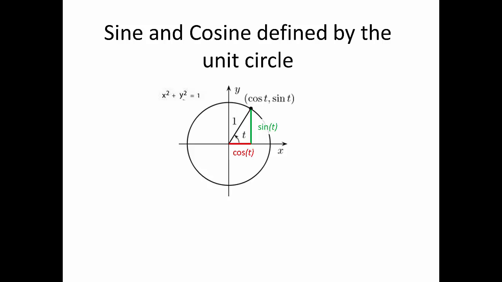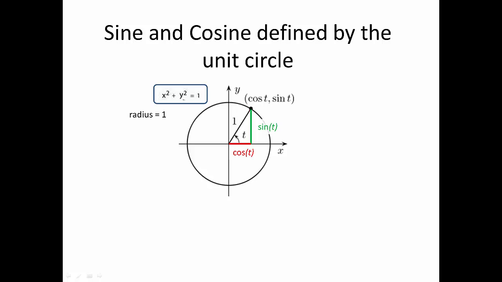Now the unit circle is defined by this equation. x squared plus y squared is 1, and that gives us a radius of 1, which is why it's called the unit circle. A unit is 1. And I've drawn a picture here where you've got an angle t in standard position, and it crosses the unit circle at a point, for this picture, in the first quadrant.